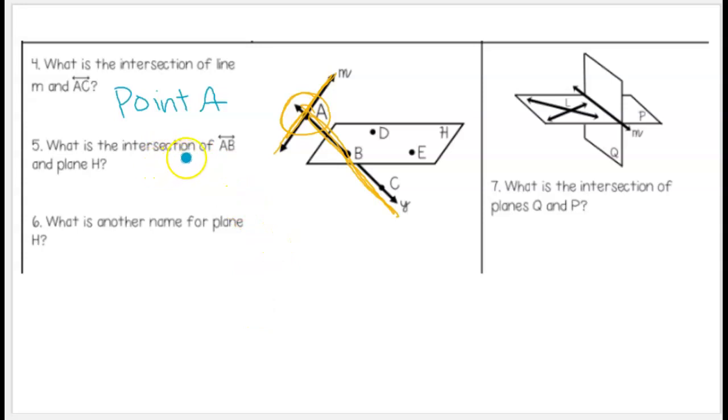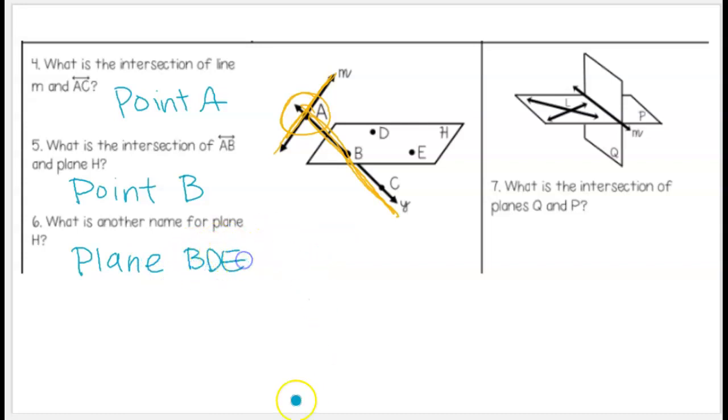What is the intersection of line AB and plane H? I can see my line coming in and intersecting plane H at point B. What is another name for plane H? I can use 3 letters, any 3 letters in any order, and call this plane BDE.